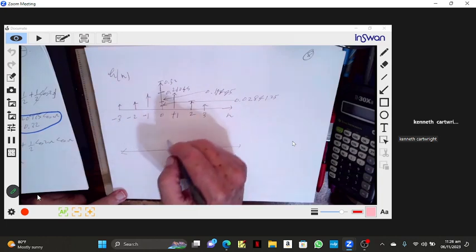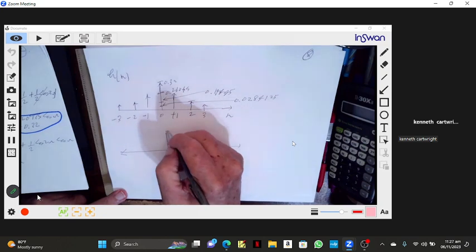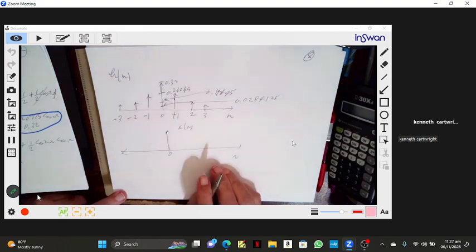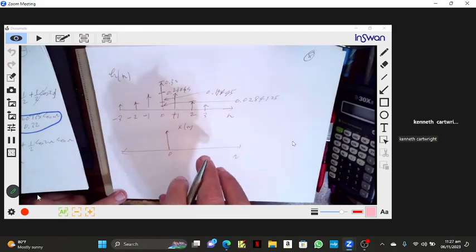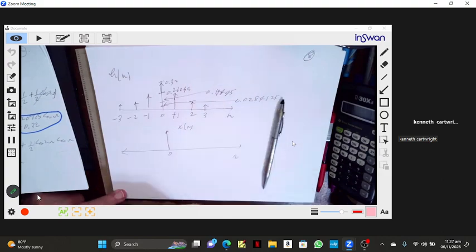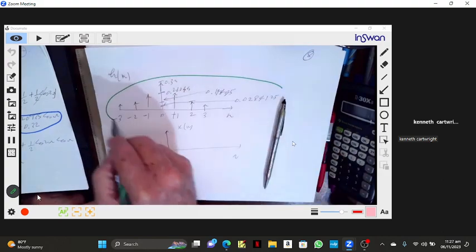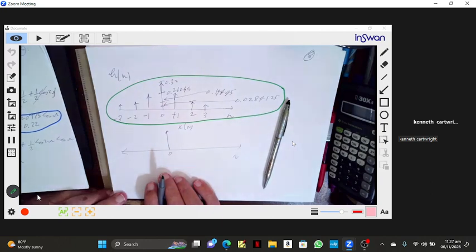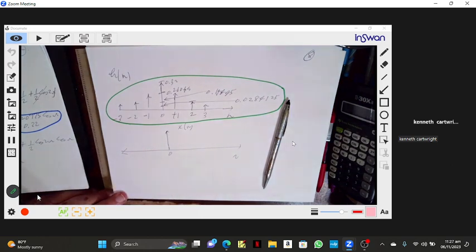The impulse is at n equals 0. This is the input. This is x of n. When the input is an impulse at n equals 0, this is the output you get. Anybody see anything wrong with this? Anybody see anything wrong with that?